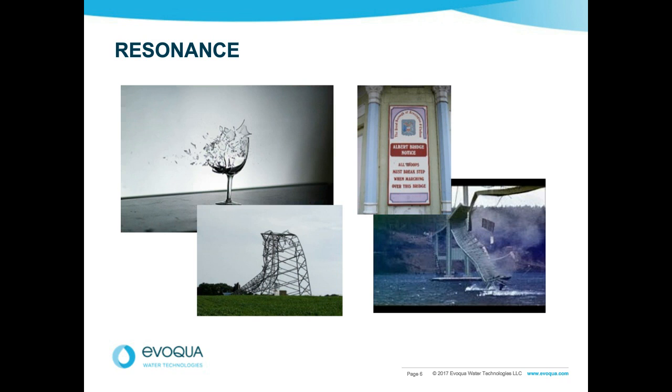There are bridges in London, and there are signs at the top right that order troops to break step when they march across the bridge, because the input of energy from the troops marching in step can cause small vibrations to become big vibrations, and the bridge will fail. The bottom left shows an electrical transmission pylon, which failed in the wind. And the bottom right is a very famous example.